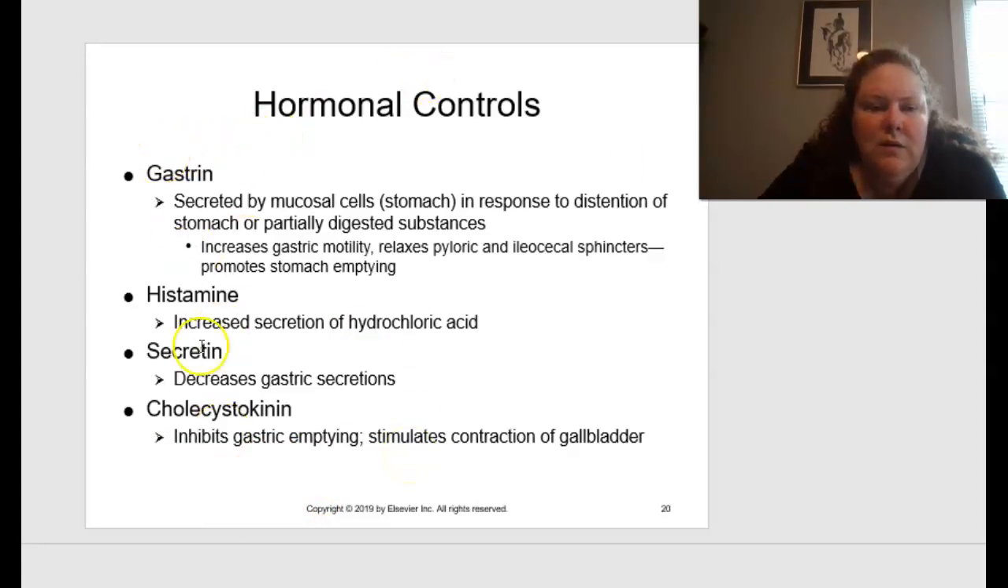The main hormonal controls are gastrin, histamine, secretin, and cholecystokinin. Gastrin is going to be secreted by those mucosal cells in the stomach in response to the distension or the stretching of the stomach or the partially digested substances. Increased gastric motility is going to relax the pyloric and ileocecal sphincters, and this is also going to promote stomach emptying. Histamine is going to increase the secretion of the hydrochloric acid. Secretin is going to decrease the gastric secretions, and cholecystokinin is going to inhibit gastric emptying and stimulate the contraction of the gallbladder.